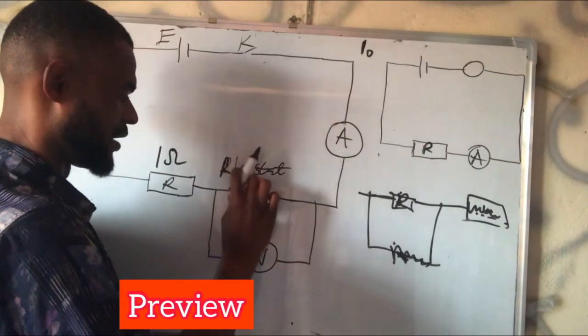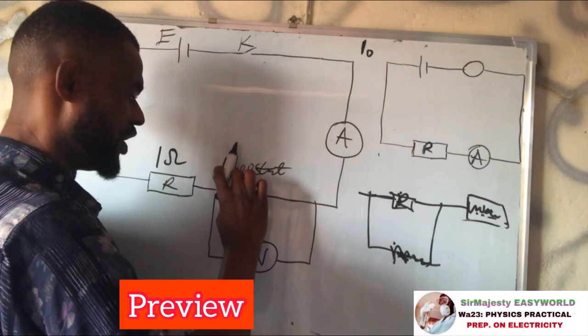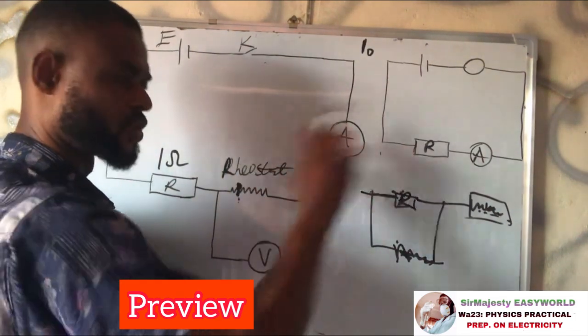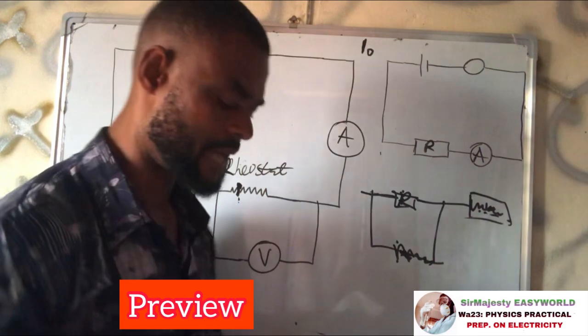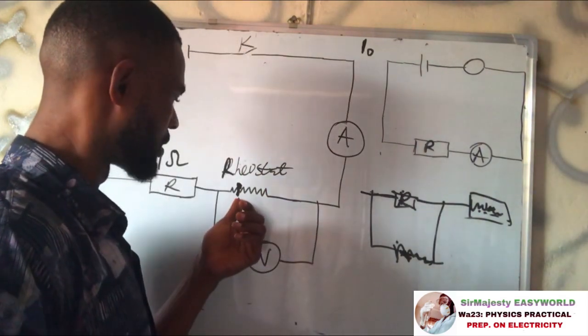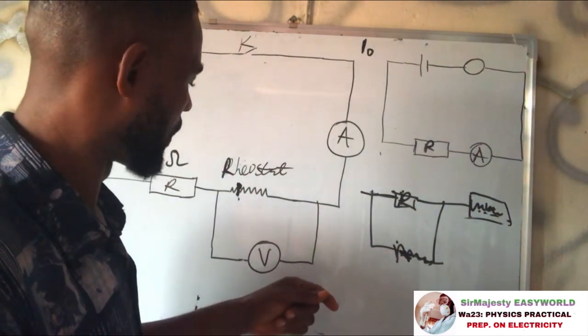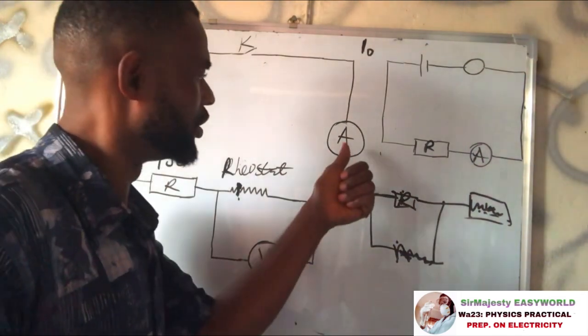You'll be pushing it by yourself, pushing that rail on the rheostat. That is the meaning of adjusting the rheostat. And as you are moving that rail along the rheostat, you will be watching the reading of the voltmeter and watching the reading of the ammeter also.